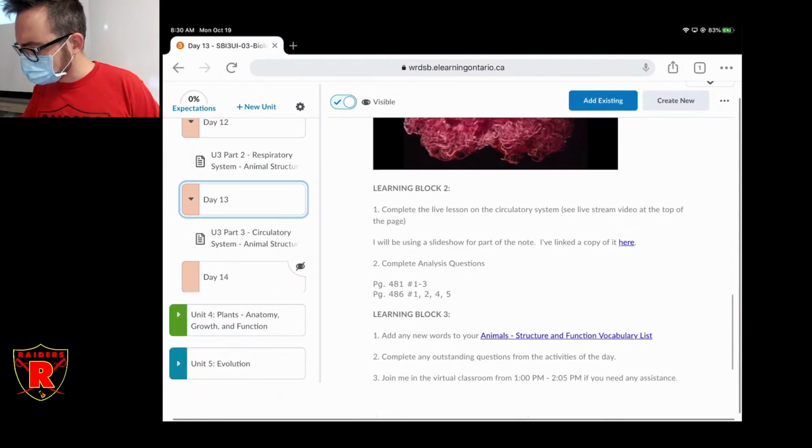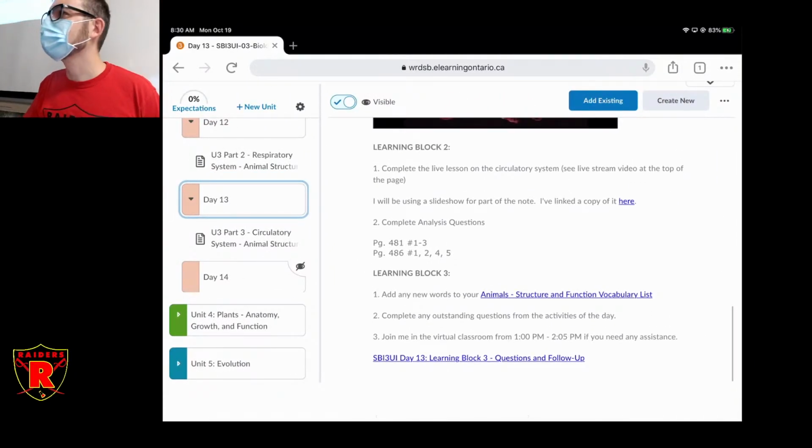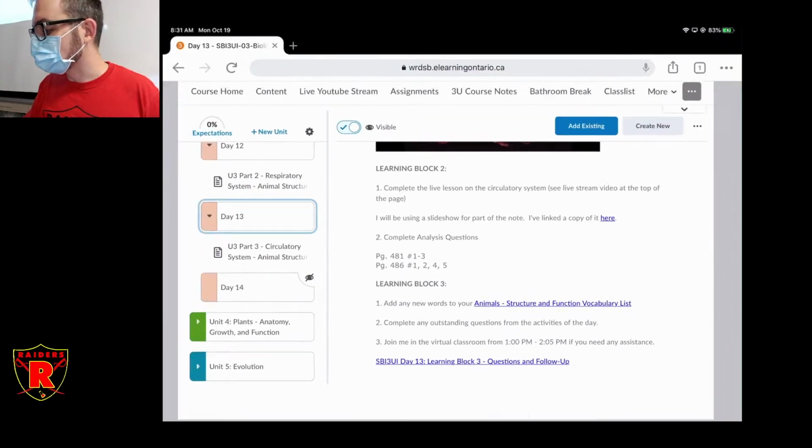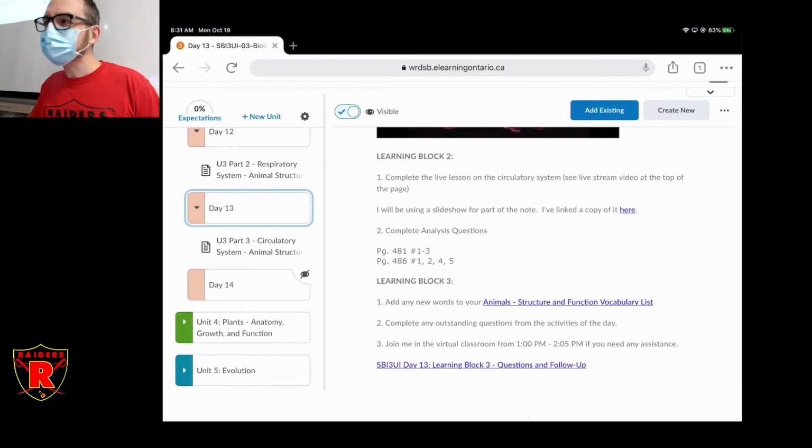You'll need to make a copy of that. We're going to do a little lesson together. We're going to talk about the main types of blood vessels. We're going to talk about the heart, the parts of the heart, that kind of stuff. And then there are some questions for you to finish at the end. This note's a little bit longer. It's probably going to take all of learning block 2.